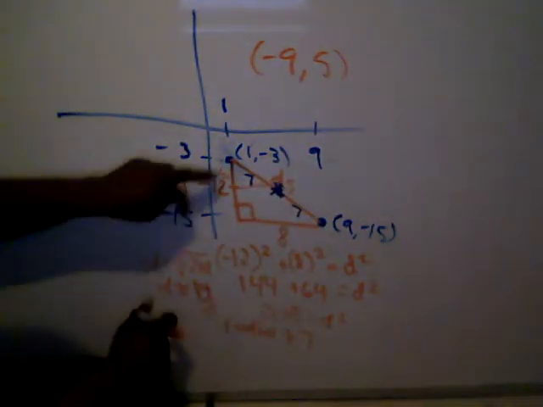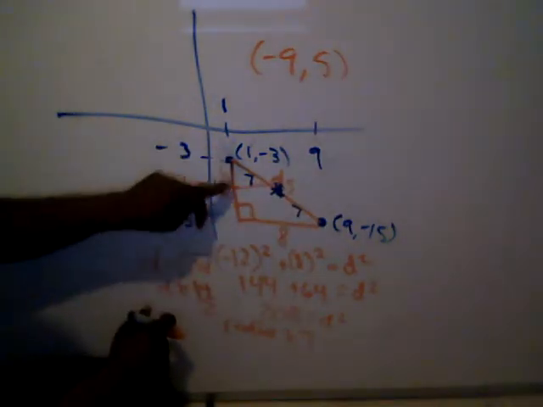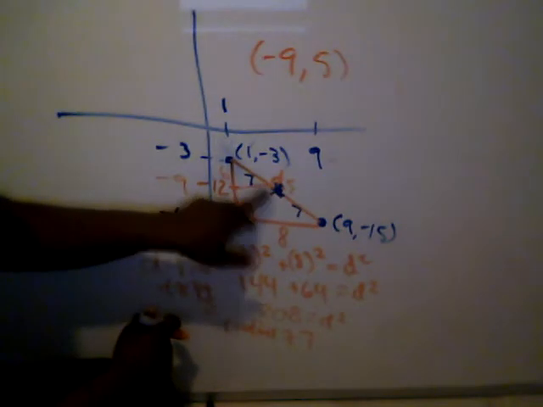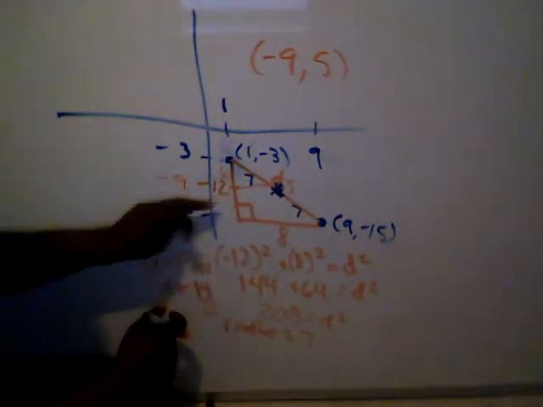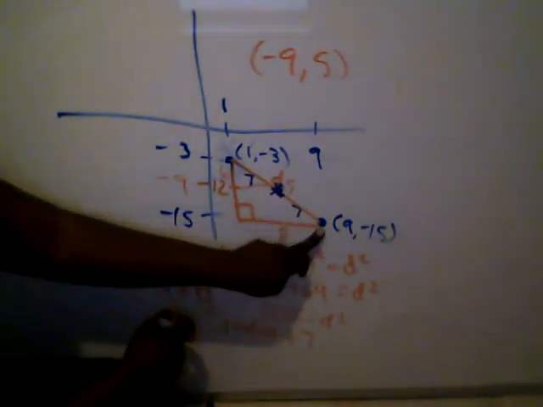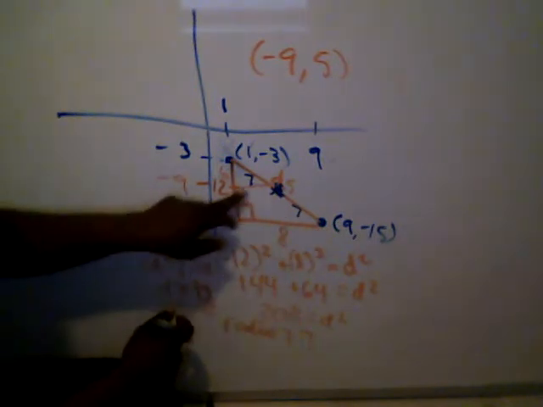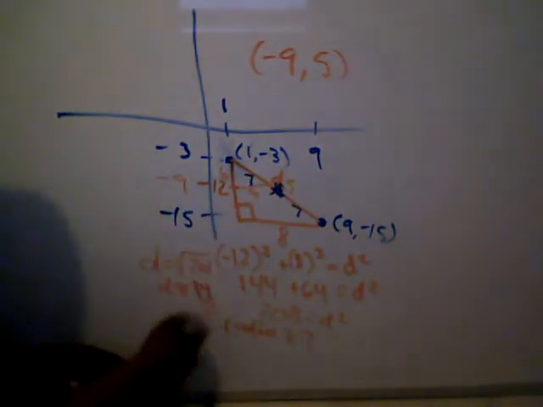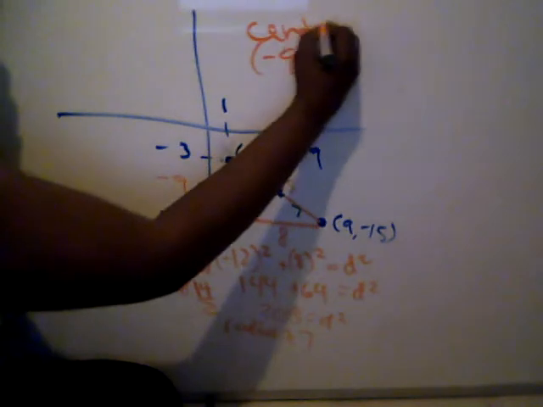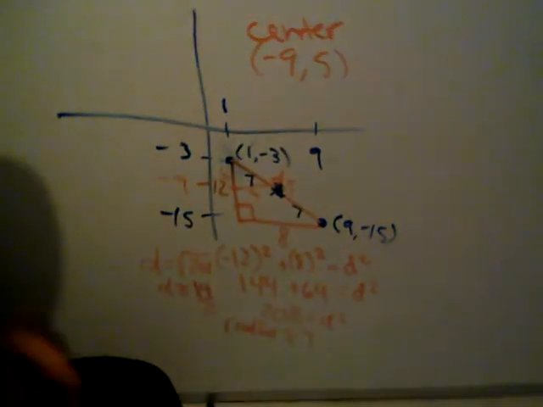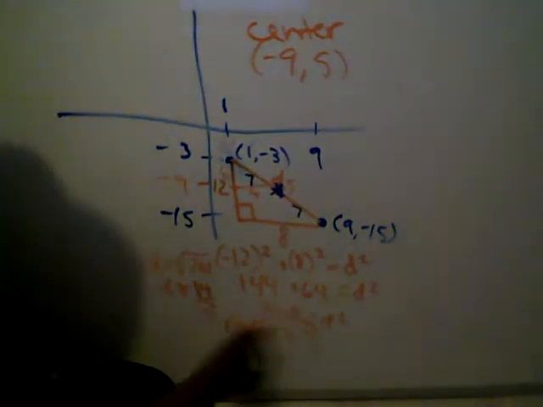So again to kind of recap, instead of going all the way down 12, I just went halfway down because this point is halfway in between those two. And instead of going all the way across 8, like what we did to get to that point originally, I just went halfway across. I just went 4 across. So our center is at negative 9, 5. We found that our radius is about 7.